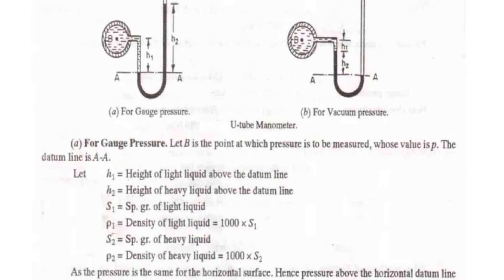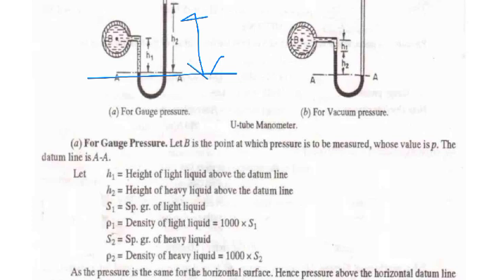This is the datum line. H1 is the height of liquid above the datum line. H2 is the height of heavy liquid which is filled above the datum line. This is the filled liquid, the heavy liquid. The U-tube manometer should be filled with a liquid of heavier density compared to the pressure to be measured.